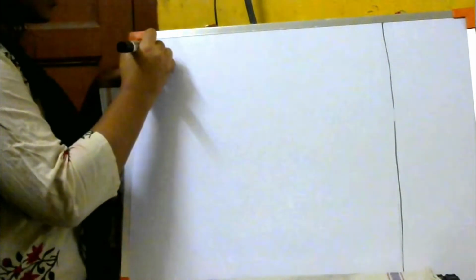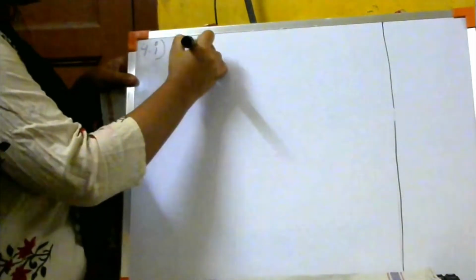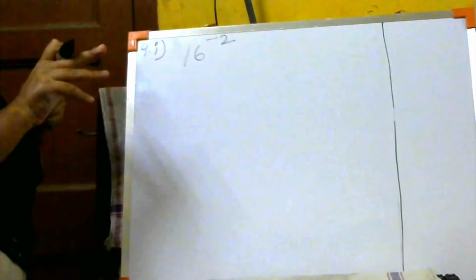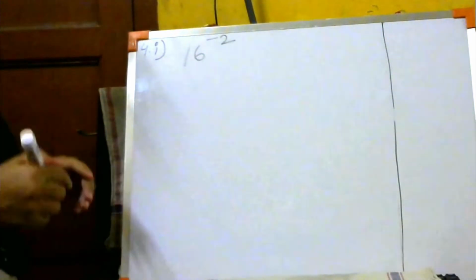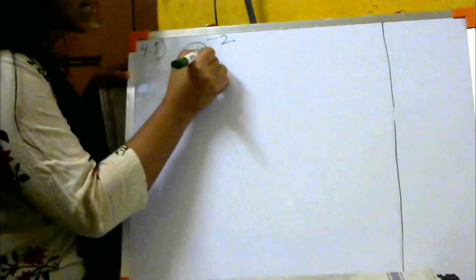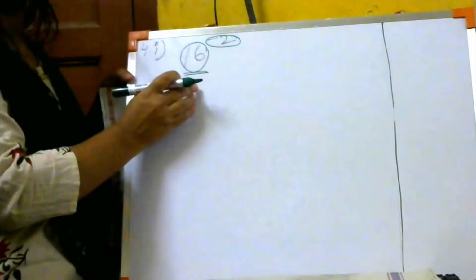Let us do the next sum, that is in your book, sum number 4 part 1. It is saying that express 16 to the power minus 2 as the power with base 2. They are telling you to express 16 to the power minus 2 with base 2. You have to change. Base matlab kya? On the very first day of starting exponents and powers, I told you this is base, this is power, isn't it? So you have to change the base in the form of 2.